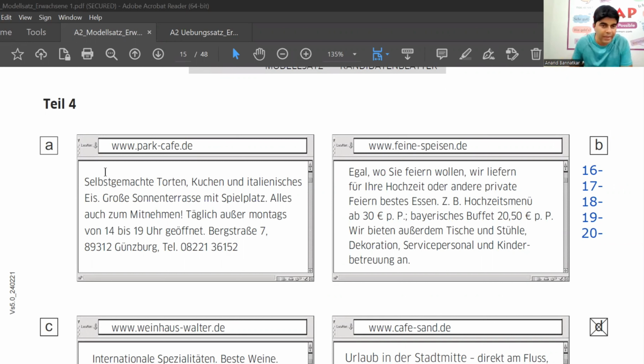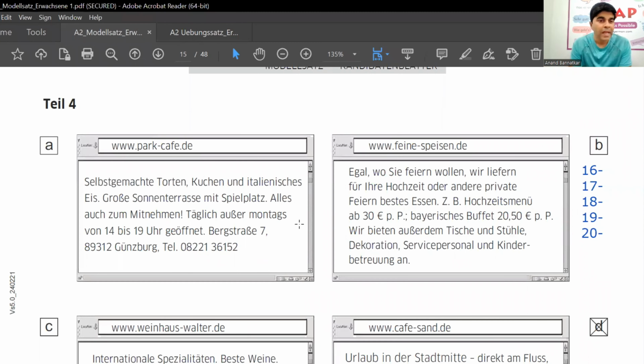Text A or Anzeige A. Selbstgemachte Torte. One second, I got a pop-up on the screen. A. Selbstgemachte Torten, Kuchen und italienisches Eis. Italian ice cream. Große Sonnenterrasse. A big terrace. So Sonnenterrasse means open terrace, you can call it. Mit Spielplatz. With play area. Alles auch zum Mitnehmen. Everything you can also take away. I mean, you can also take away the cake and ice cream. Täglich außer montags von 14 bis 19 Uhr geöffnet.